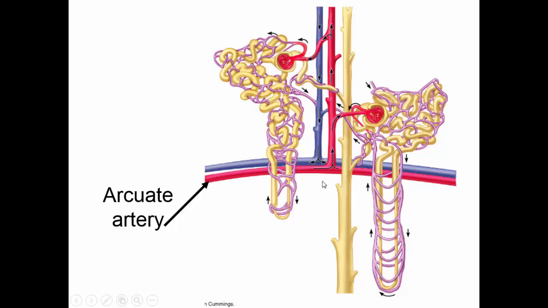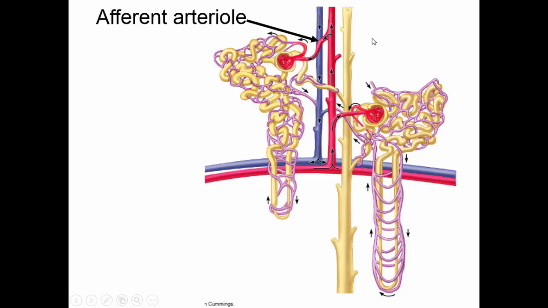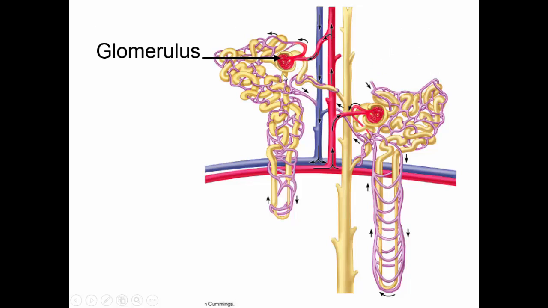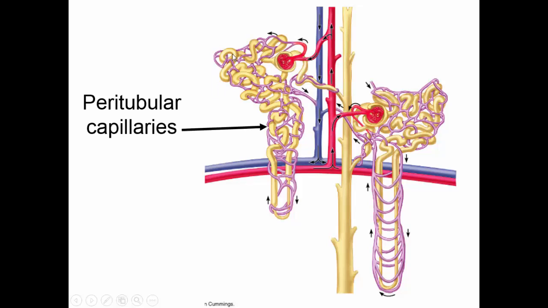The arcuate artery feeds the cortical radiate arteries. These go up into the cortex of the kidney. Branching off of this artery is the afferent arteriole, which feeds the glomerulus, and the glomerulus is drained by the efferent arteriole. The peritubular capillaries are going to be all around the tubes.